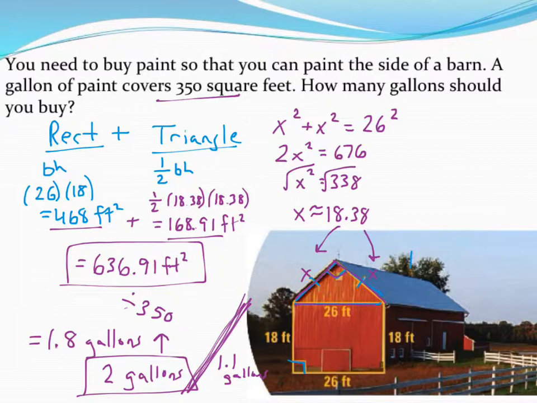We needed 1.1 gallons. So in these problems, no matter what, you're always going to need to round up. So even if our answer was just 1.1 gallons, we would still need 2 gallons of paint to do that. 1 gallon would not be enough. So make sure you think about what the problem is asking for and make sure your answer is actually taking that into consideration.